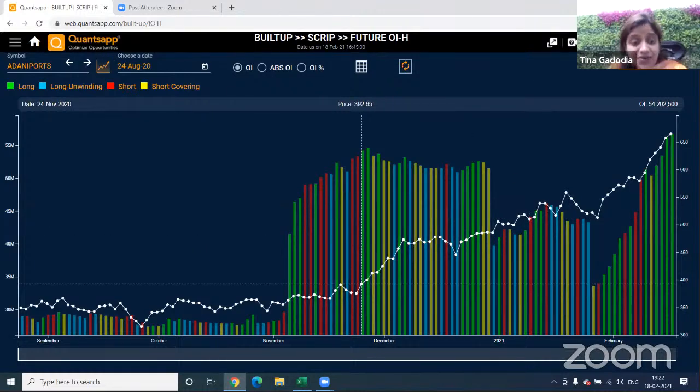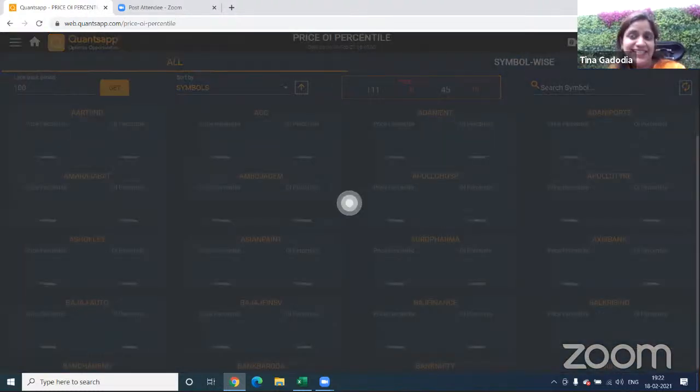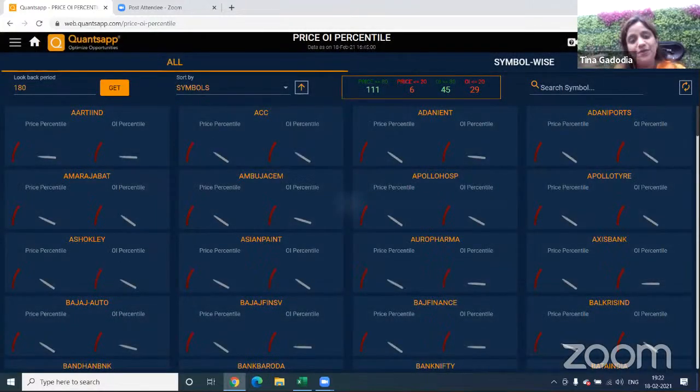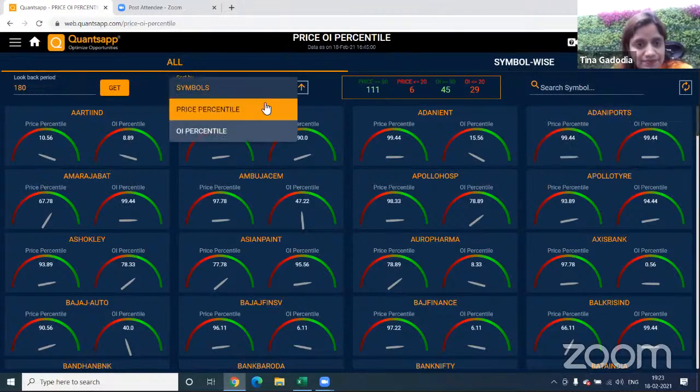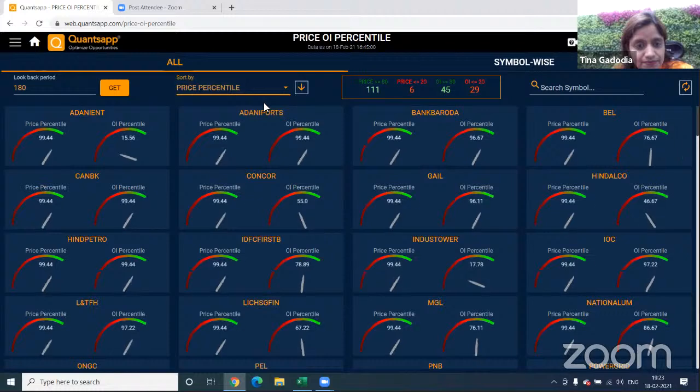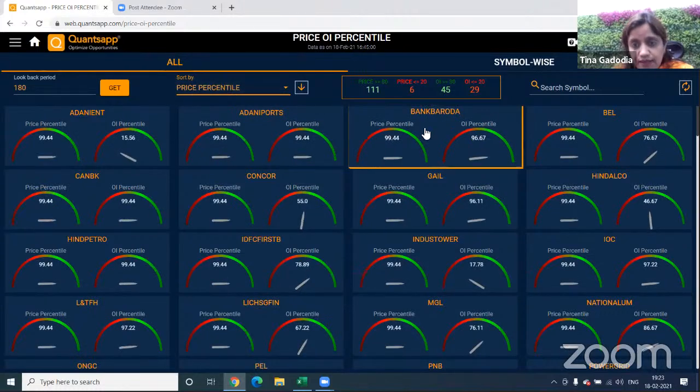Now, one thing I forgot to tell across the last 1.5 hours, we do have a back button now. So you can go back to your previous product which you have seen. If you are moving between two products, you can now use the back button to switch between the two products. We saw Adani Ports. Let's see Bank of Baroda.